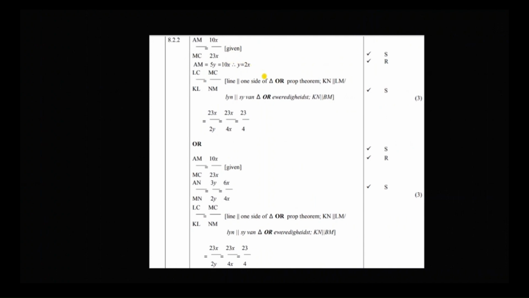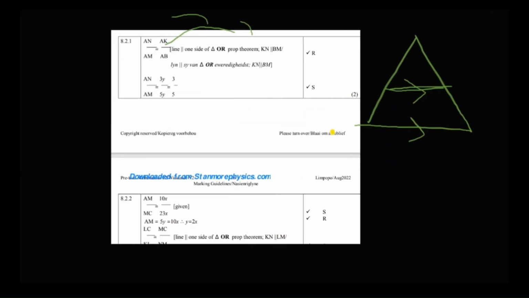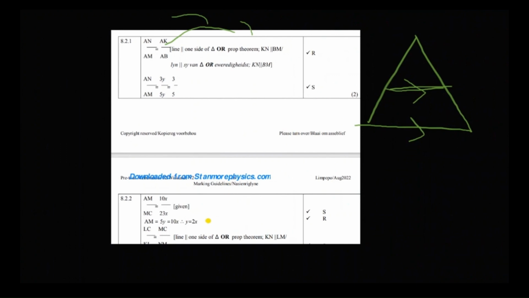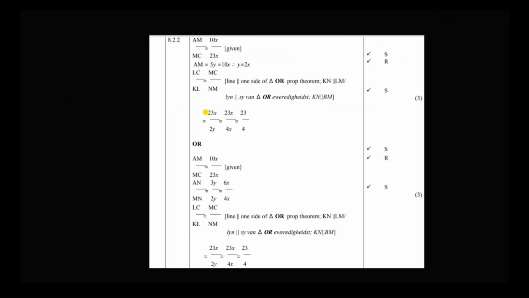Please don't forget your reasons, guys. After that, you have to first state that LC over KL equals MC over AM, just like I said previously. Remember, guys, I already told you this previously. But now in this case, we've already said that it is 23x over 2y. That's something I already wrote down for you. Since y equals 2x, we get 4x. The x's cancel out, giving us 23 over 4.